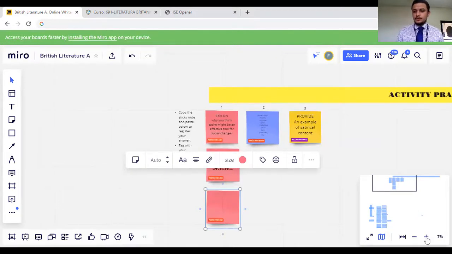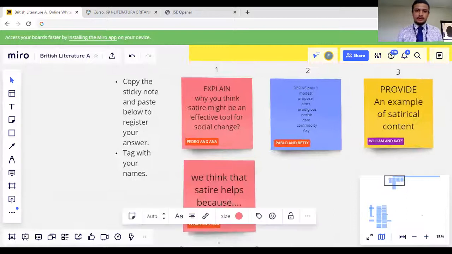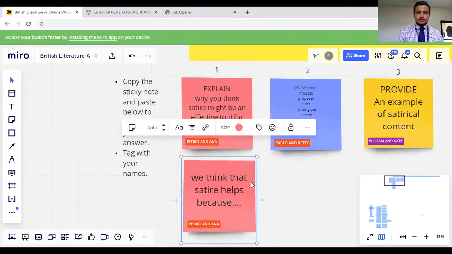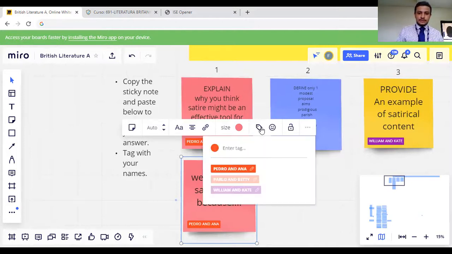How do I know that you completed? Who is this person that is writing? Who is the pair that is writing? There's one thing: when you click on here, this is going to appear. I want you to go to the tag section, which allows you to create a tag. For example, I already have one that says Pedro and Ana.